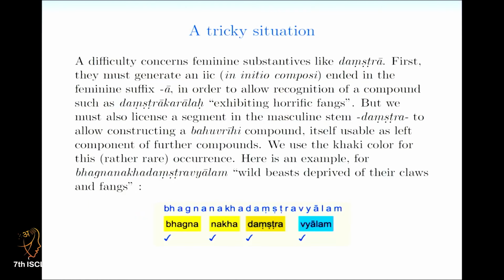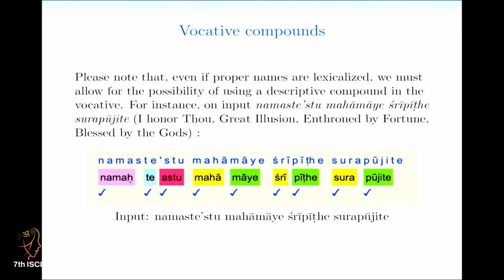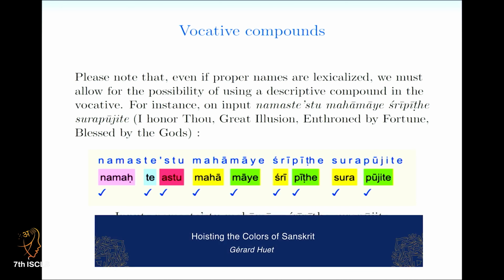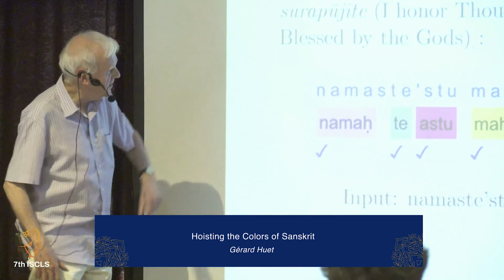This occurs relatively rarely. So this is a little bit of a contrived example, but you must allow for it, or else it's not complete. And compounds are not always just green, because you can make compounds in Sambodhana. So here I have three vocatives: I honor thee, great illusion, enthralled by fortune, blessed by the gods.